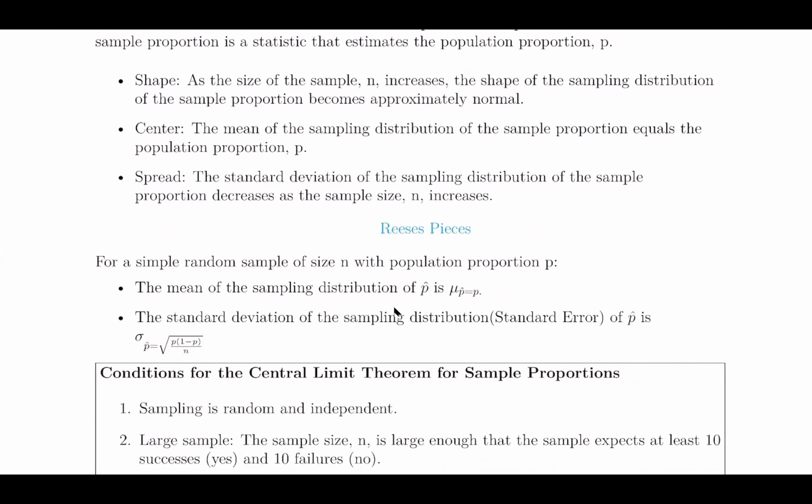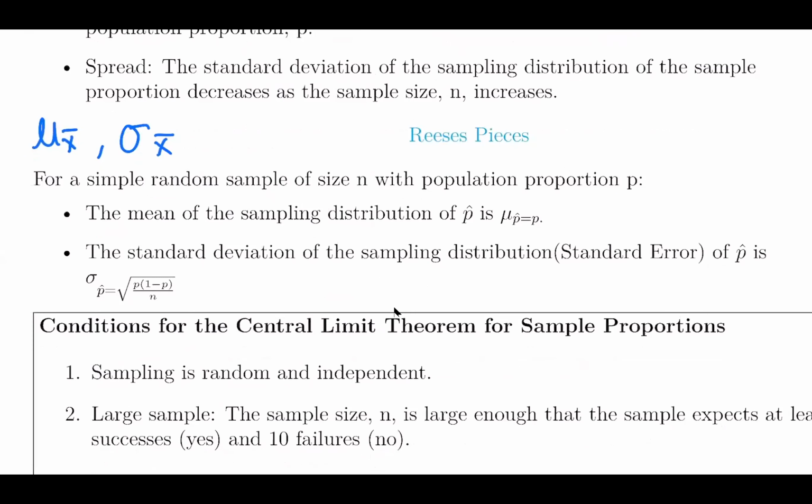If you remember, for the last chapter we had mu of X bar and sigma of X bar. For this chapter, we're going to have something like that also: mu of p hat and sigma of p hat. Mu of p hat is equal just to p. P is the population proportion, and p hat is the sample proportion. Just remember that. And here goes our standard error.